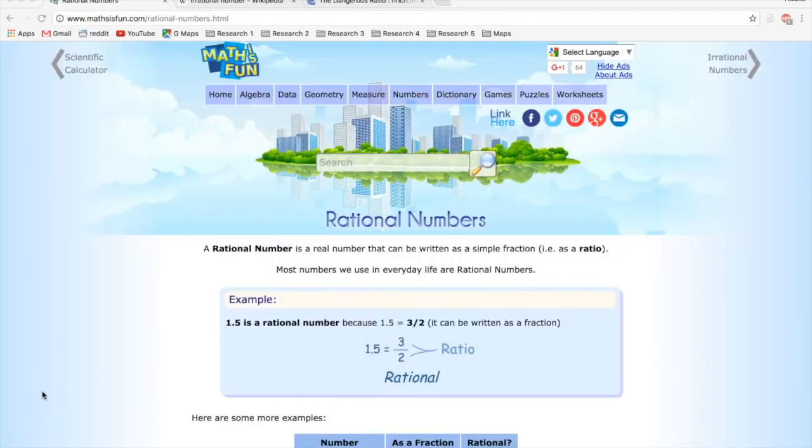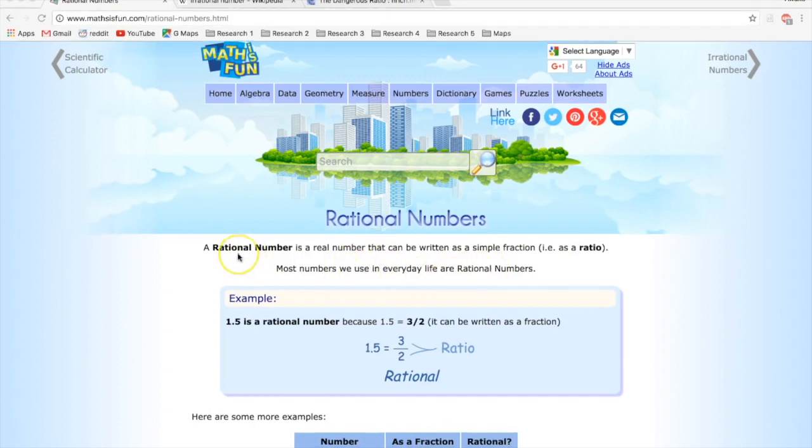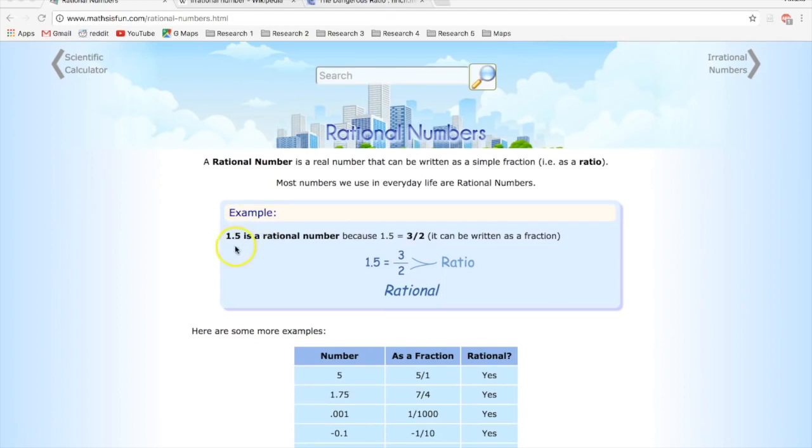To make sure you understand what we just read at Wikipedia, I'm here at Math is Fun under rational numbers, and they say a rational number is a real number that can be written as a simple fraction, i.e. as a ratio. Most numbers we use in everyday life are rational numbers. Well, you're going to find out that that's not really true. But an example, it says 1.5 is a rational number because 1.5 equals 3 over 2. It can be written as a fraction, or they call it a ratio. 3 over 2 is 1.5.